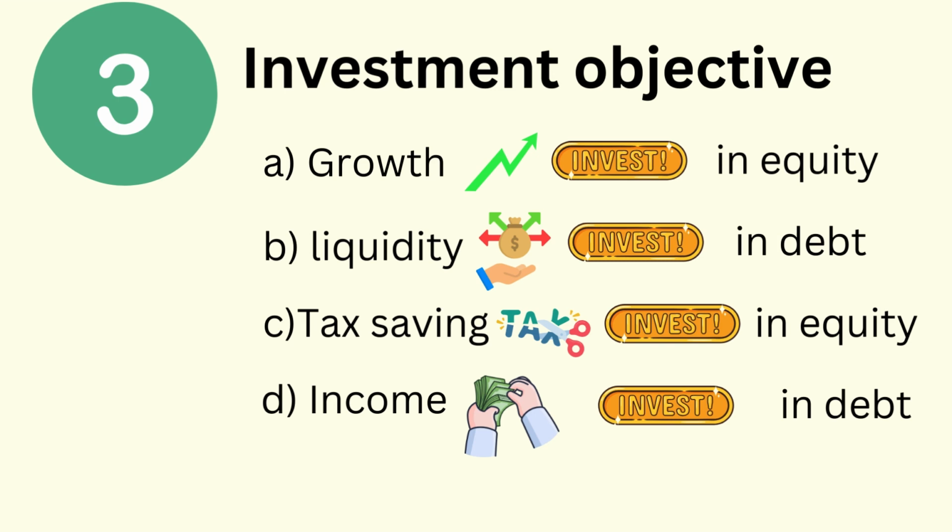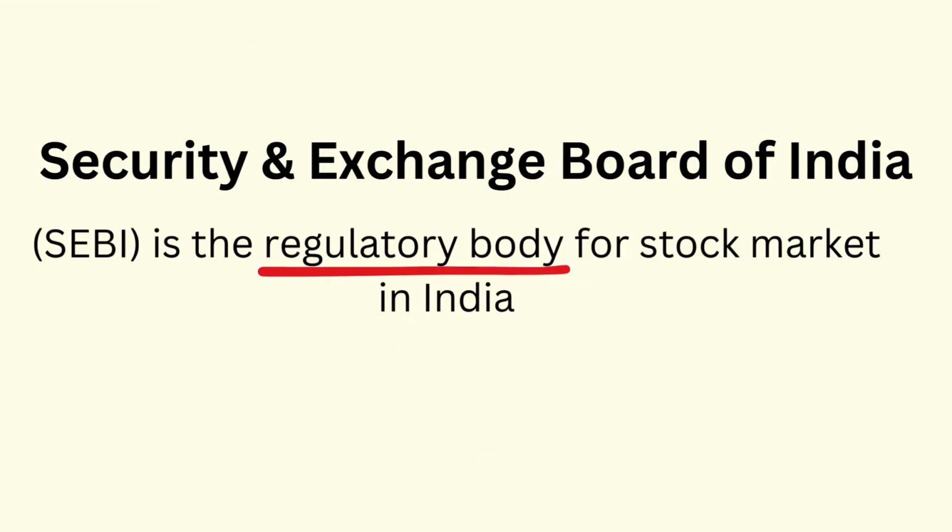Third is investment objective. Either it is growth oriented, which invests in equity, or liquidity, where it invests in debt, or tax saving, where it invests in equity, or income generation, where it primarily invests in debt. Now, what is Securities and Exchange Board of India? SEBI is the regulatory body for stock market in India.